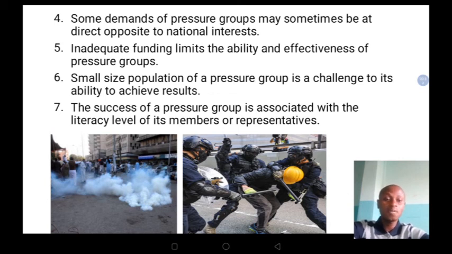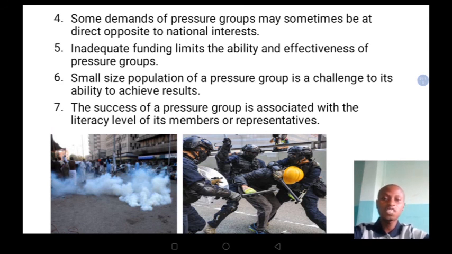And that will not help the economy of the state. So sometimes a pressure group may be demanding something that is not attainable. And it's a problem because government will find it difficult to do that. And if government does that, it will affect the economy as well. Inadequate funding limits the ability and effectiveness. Every organization needs proper, adequate funding to succeed. Remember, they don't get allocation from government. People pay their levies, pay their dues, make donations, and this is how they source their revenue. This is how they make money. So if they don't have adequate funding, they may not be able to perform.